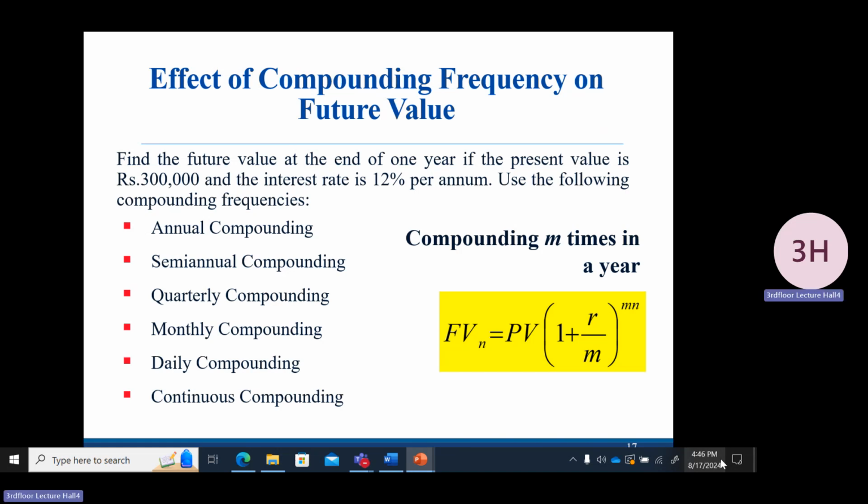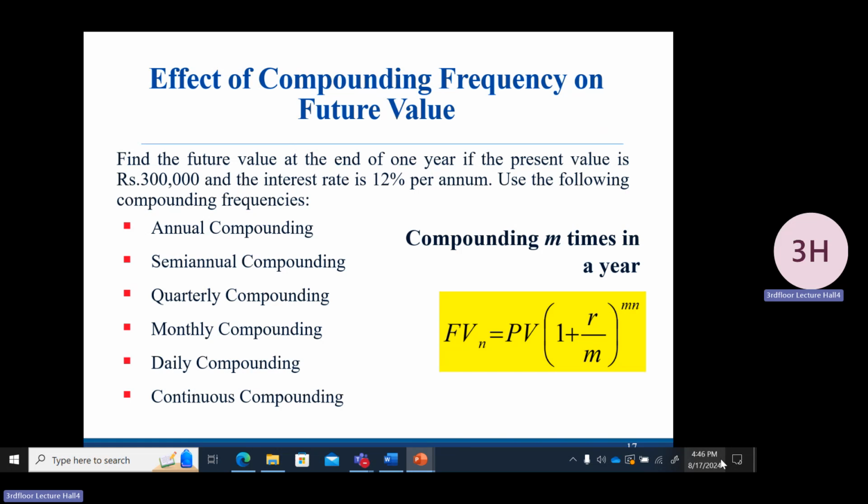The only thing is, the 12% you have to divide by 2. So that means 6%. Then multiply by the number of periods. That's all. 336,000. 337,080. Right. Likewise, we can now calculate for the other frequencies, except for continuous compounding.